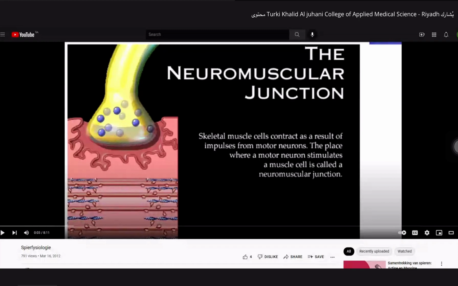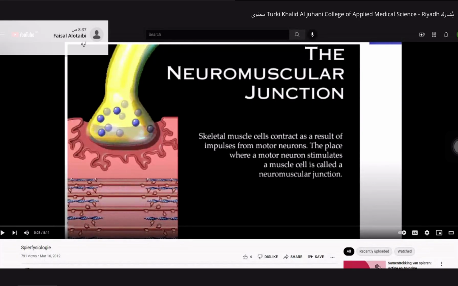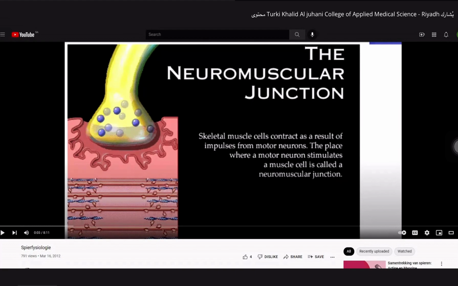Now I think you can see my screen. The video is long, 8 minutes. I'll just let you watch the first 2 or 3 minutes of it. There is an explanation about the neuromuscular junction, how it actually happens, with illustration or sometimes a video, so you would get the idea from the pictures.